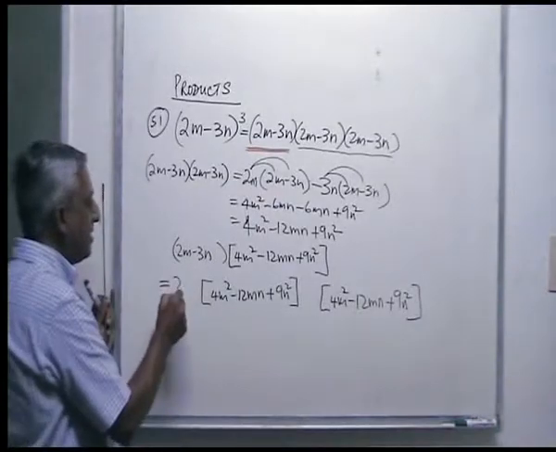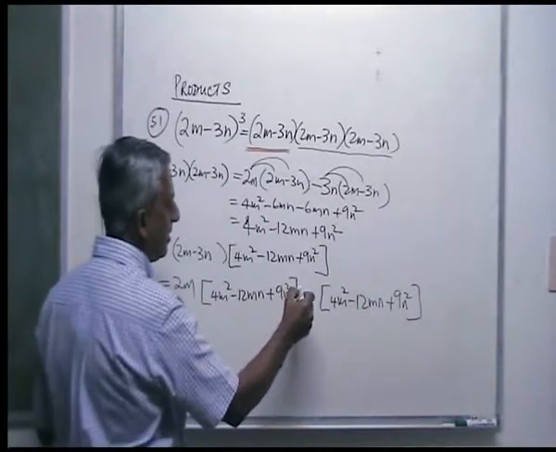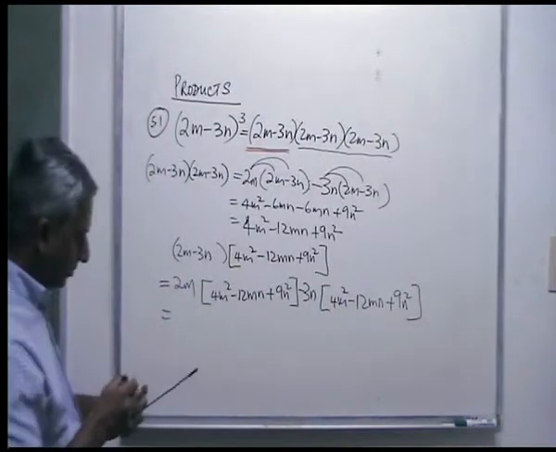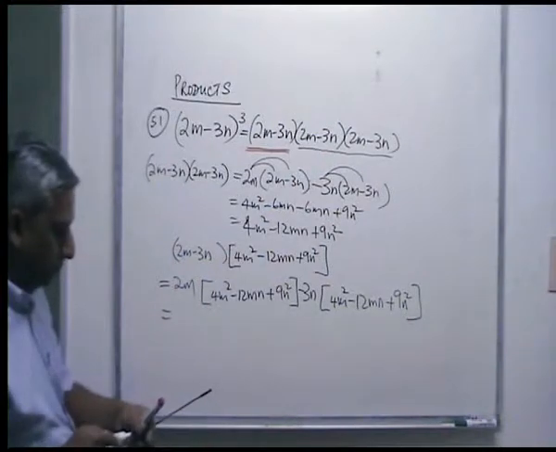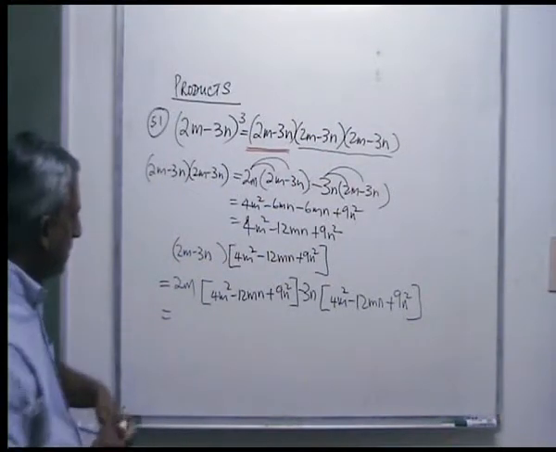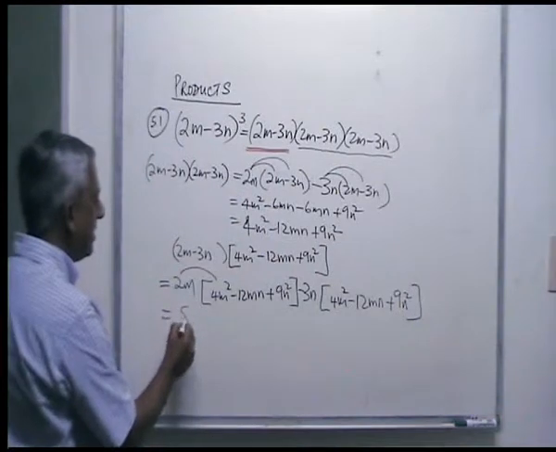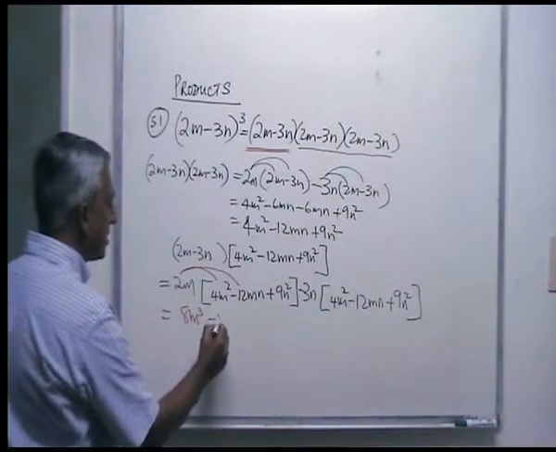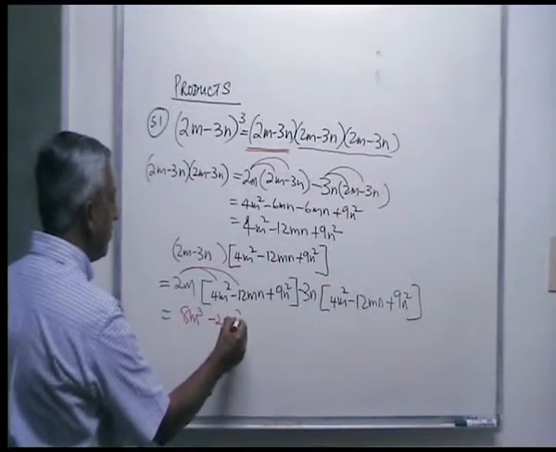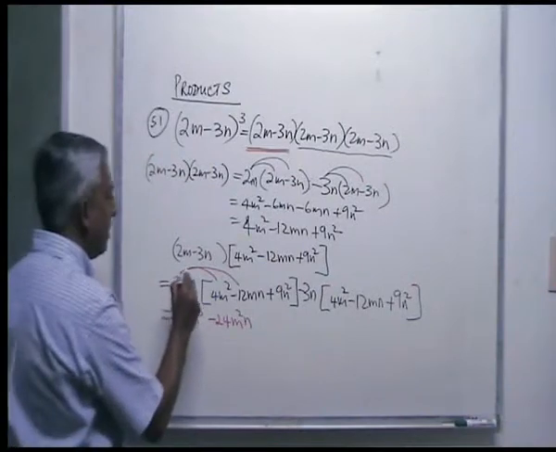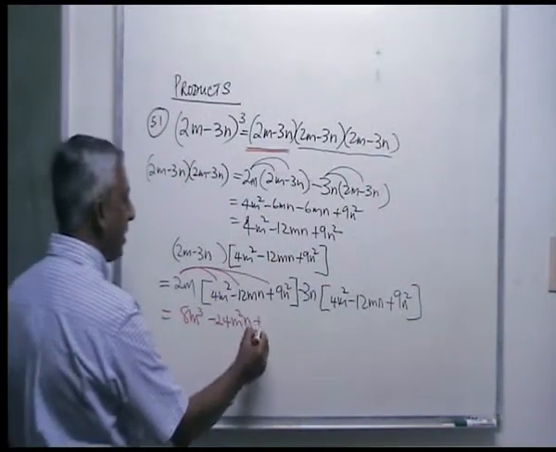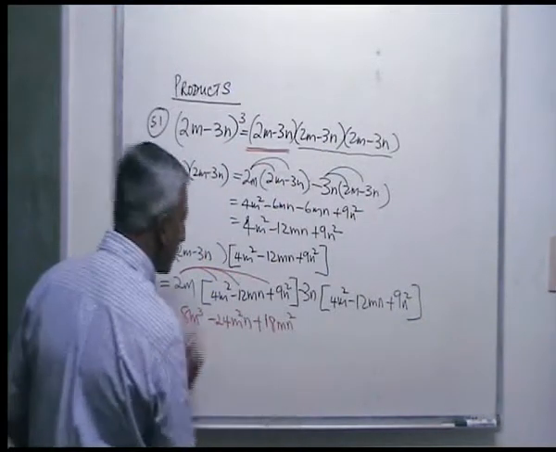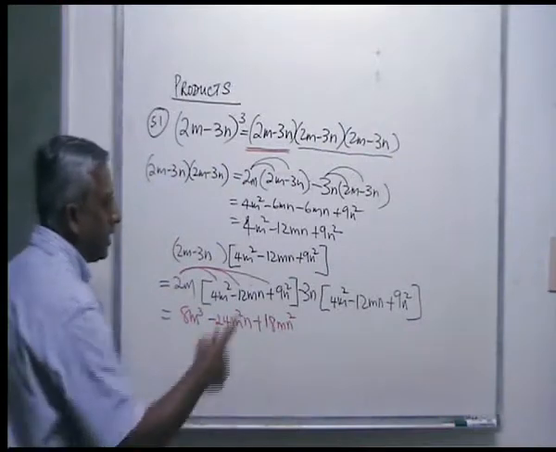Now, what will be in the front? 2m. What will be in the front here? Minus 3n. So I'm multiplying here and I'll get 8m cubed. I'm multiplying there, minus 24m squared n. Multiplying there, I'll get plus 18mn squared. Right. Now I'm going to that side.